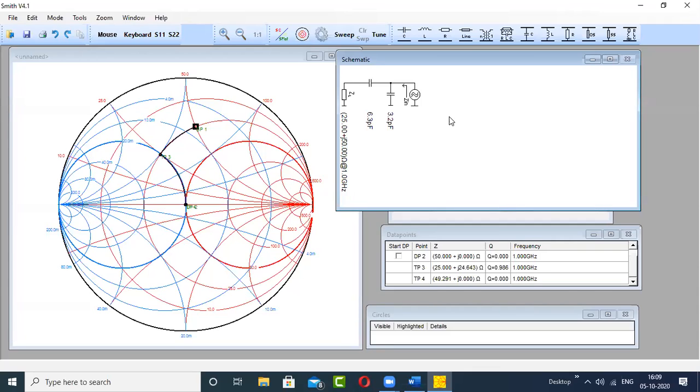So you can see that two capacitors are required to transform this 25 plus J50 ohm into 50 ohm at 1 gigahertz. If you change the frequency, then this matching network will not be able to transform this 25 plus J50 into 50 ohm. It is going to happen only at this 1 gigahertz. If you change the frequency, a little mismatch will arise, and this mismatch is going to increase if the frequency deviates more and more from 1 gigahertz.